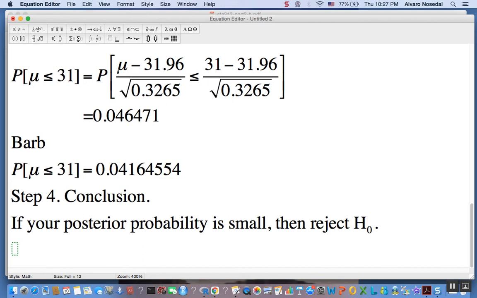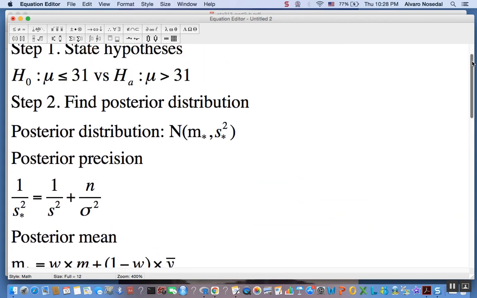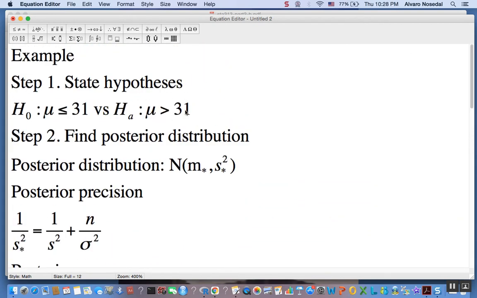But note that the Bayesian perspective gives you something that is also really interesting. Note that the complement of this probability gives you the probability of the alternative, right? So the probability of the alternative would be roughly 95 point something %. So what we can see is that the alternative has a much higher posterior probability. So this one makes more sense, right?